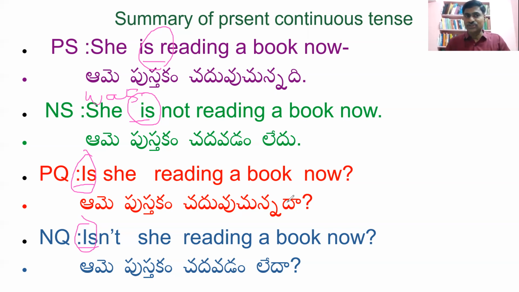To make it a future continuous tense, she will be reading a book tomorrow at this time. So the structure of the sentence is not changing, only the B form is changing. That's why if you learn present continuous tense, past continuous tense and future continuous tense will be easy. Okay.